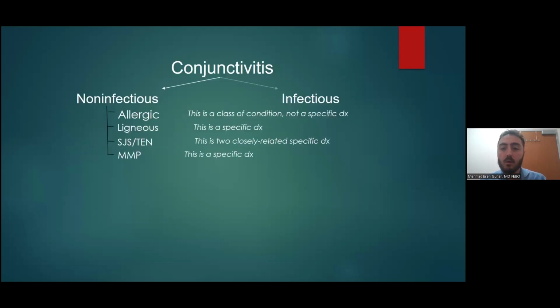We have two main types of conjunctivitis. One side is the infectious ones, the other side is the non-infectious side. Allergic conjunctivitis is the most common type that we see on the non-infectious side. The others, like Stevens-Johnson, just like OCP or MMP, are very specific diagnoses and very rare. I won't be talking about those parts. Mainly we'll be talking about allergic conjunctivitis and infectious conjunctivitis.